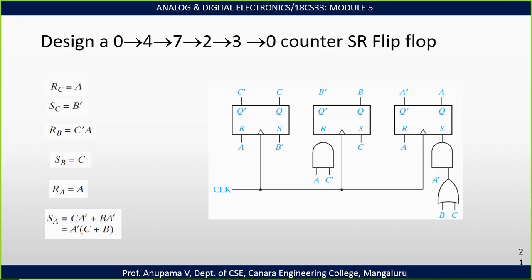Similarly, RB is equal to C bar A. So for C bar A you have to use an AND gate, then SB is equal to C. Now RA is equal to A, SA is equal to C A bar plus B A bar. I have implemented it using AND gate and OR gate. Finally give the output to SA. If you are getting confused, you can write RA, SC, RC, SC, RB, SB, RA, SA like this.